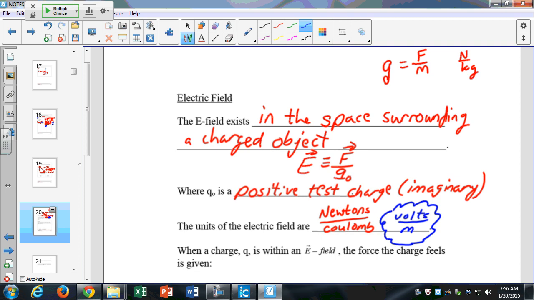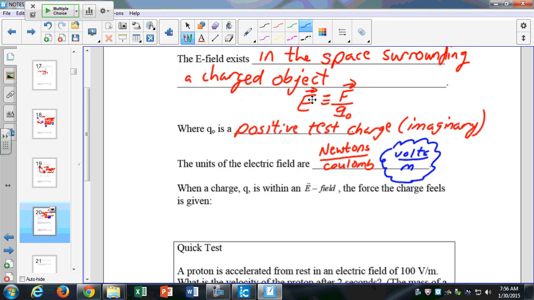And later when we get into potential in chapter 2, we'll talk about potential and how it's related to the electric field. So I'm just going to sort of throw that out there right now. Don't write it down if it confuses you, but you'll see it again in chapter 2.